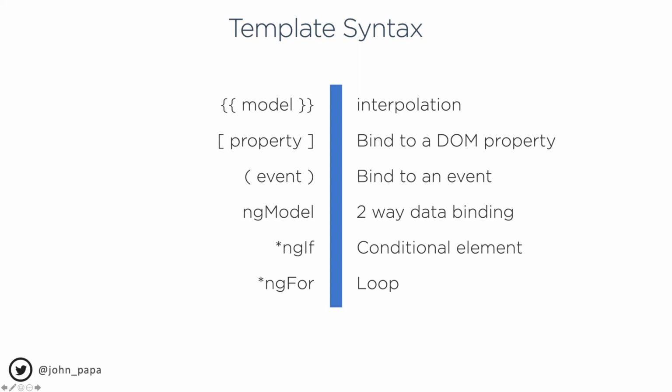If we want to have a click event or any other kind of event, we just wrap that event with the parentheses and then tell it which event to run in our component. ngModel is our two-way data binding. ngIf is our conditional for our if statements, and ngFor is how we iterate over a loop.